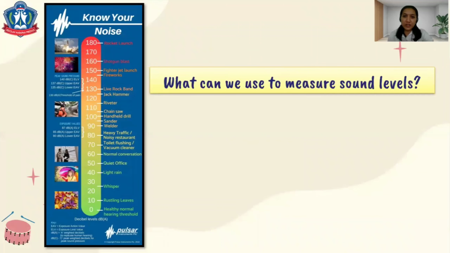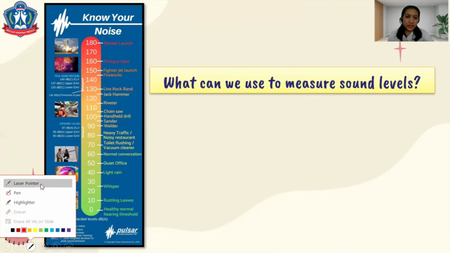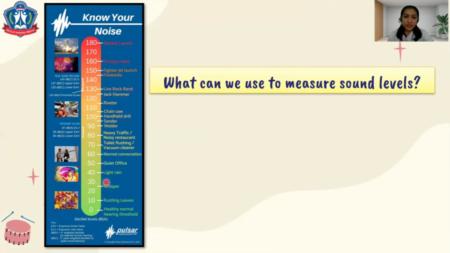So what can we use to measure sound levels? Can you take a look at this chart? We see there are three levels here: the green, the yellow, and the red one. The green means it's a soft sound, the yellow one is moderate, and the red one is very loud. Our ears can be in a lot of pain.